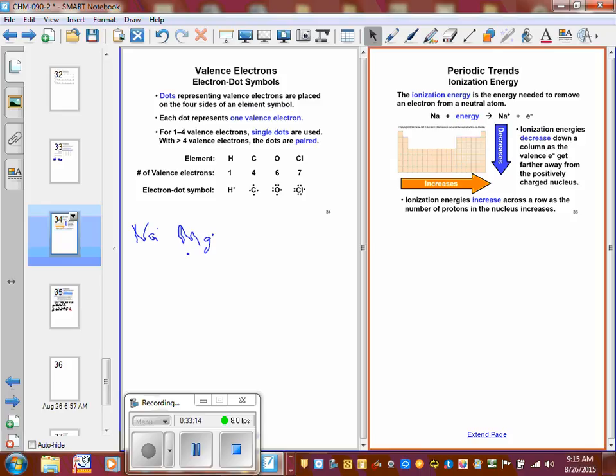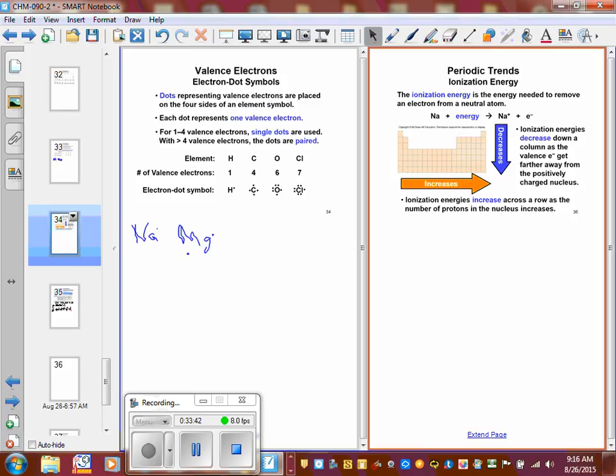We look at sodium, it's 1s2, 2s2, 2p6, 3s1. Chlorine is 1s2, 2s2, 2p6, 3s2, 3p5. That's 17 electrons.